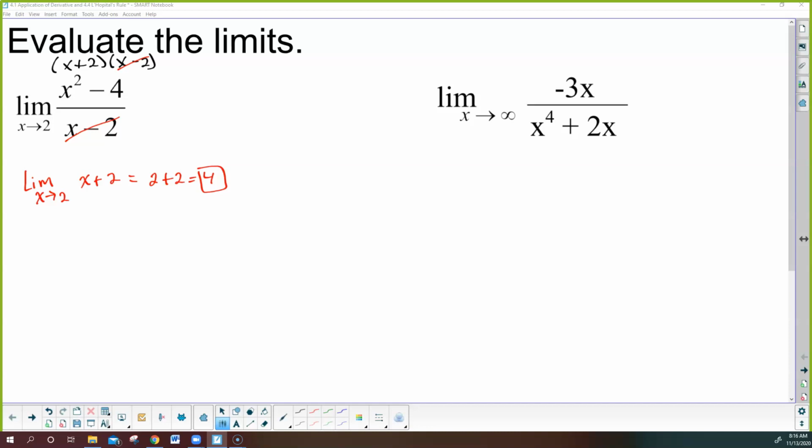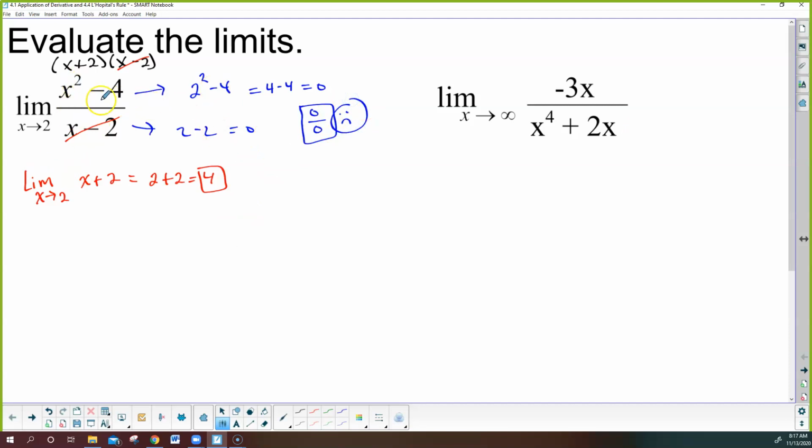Do notice, I should have probably mentioned this earlier, but if I plugged in 2 right away, I end up with 4 minus 4 up top, which is 0. And then if I do the same thing on the bottom, I get 2 minus 2, which is 0. And I end up with a 0 over 0. This is actually something we're really interested in today. It's called the indeterminate form. But that doesn't give us an answer.